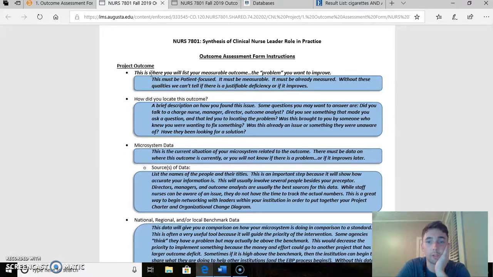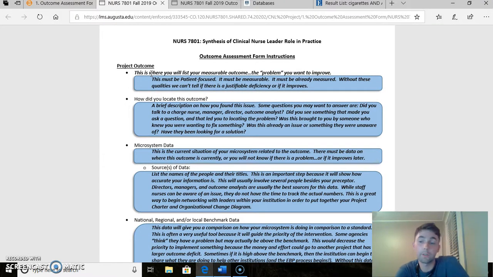So, outcome assessment, what are the basic portions? You want to find a measurable outcome. Go to your unit. Usually units will have a problem board, maybe a board that has information, statistics about how well they're doing, how badly they're doing. Look for things like CAUTIs, CLABSIs, fall rates, patient satisfaction scores. Those are great ways to start. Go ahead and look at those. If those show problems or you're not meeting a benchmark, that's something you can work on.